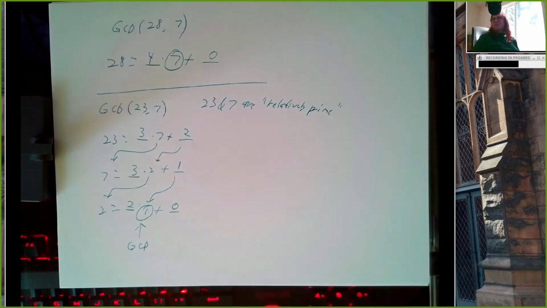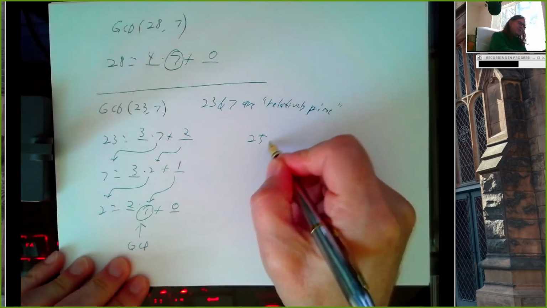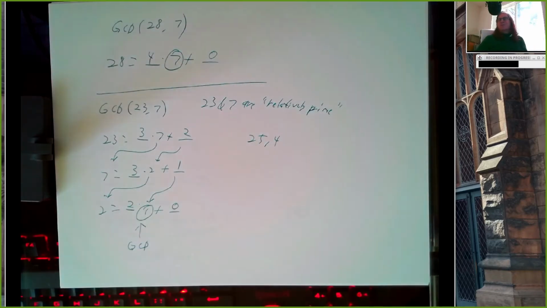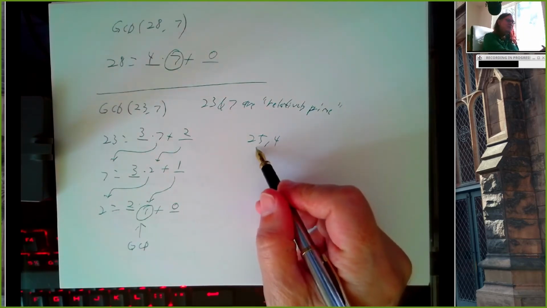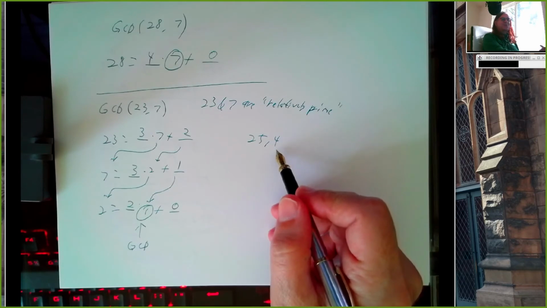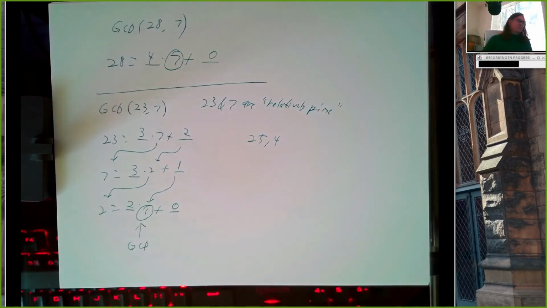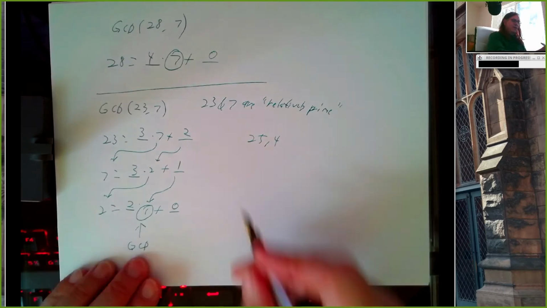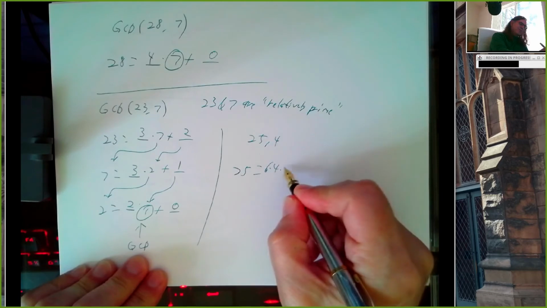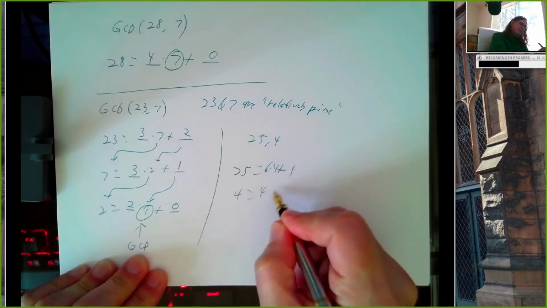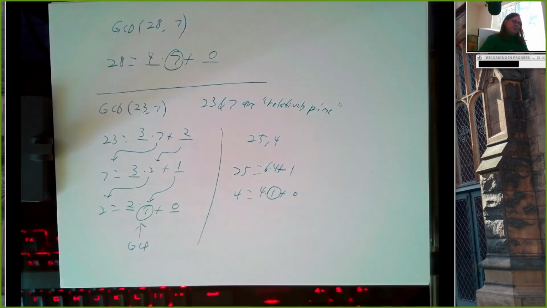Now it turns out 23 and 7 are also actually prime numbers themselves, but for example, 25 and 4 are also relatively prime. This is divisible by 1, 5, and 25. This is divisible by 1, 2, and 4. The largest number that divides both is just 1. And if you do the same calculation, 25 equals 6 times 4 plus 1. 4 equals 4 times 1 plus 0. There's your GCD. And relatively prime numbers, again, are something that will pop up in crypto.